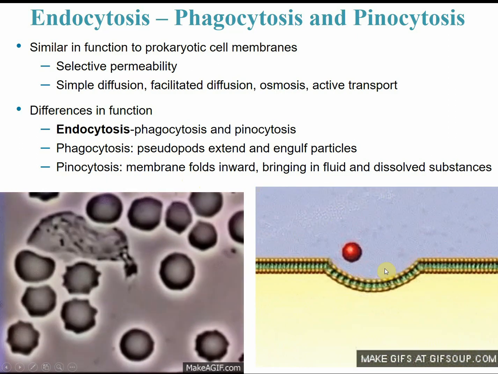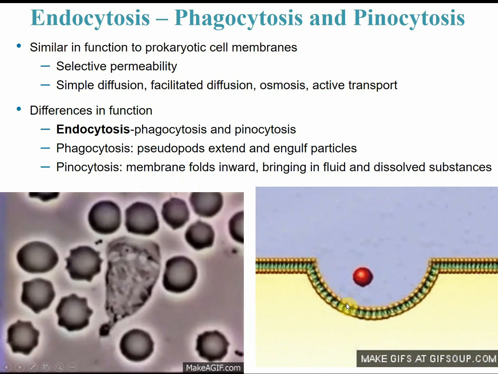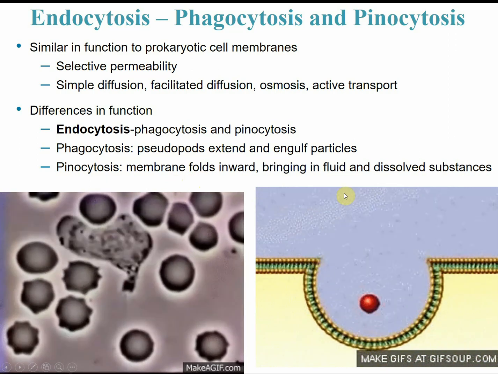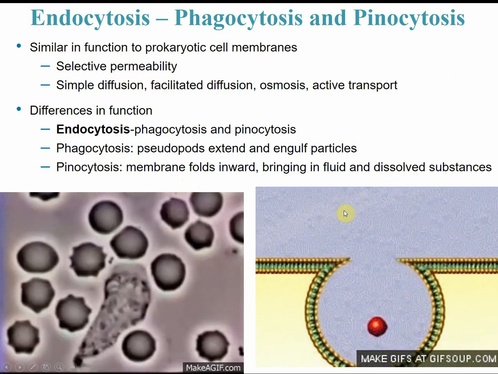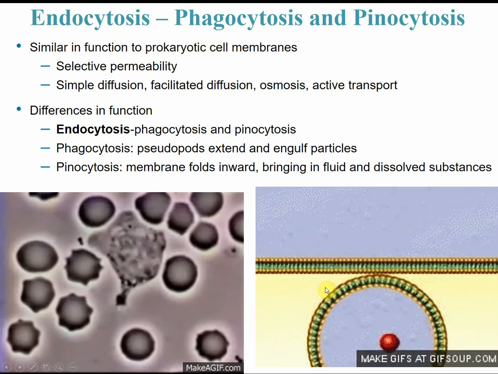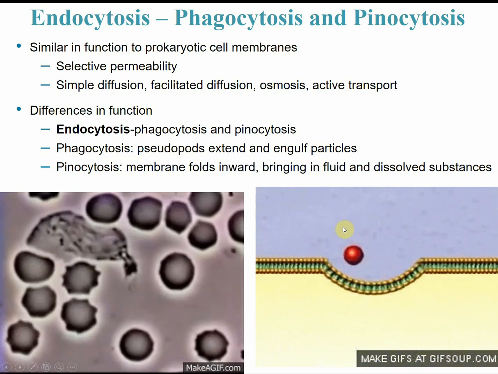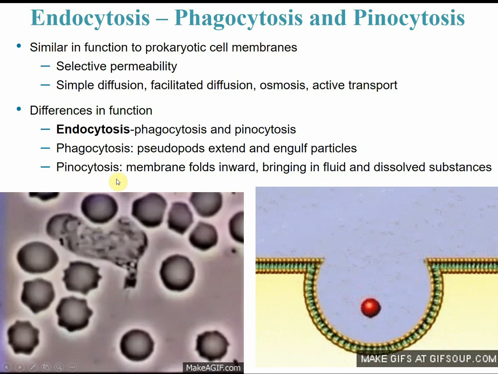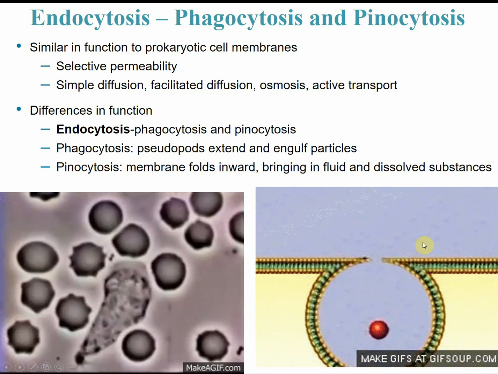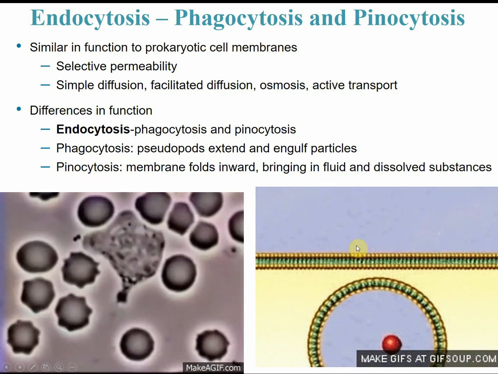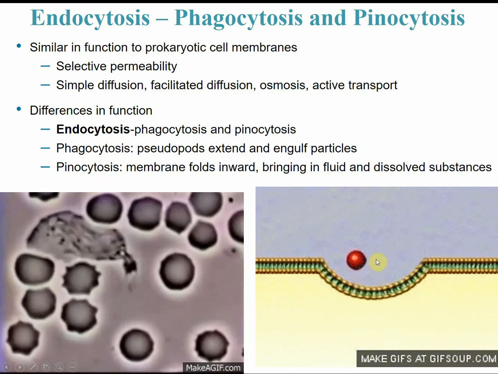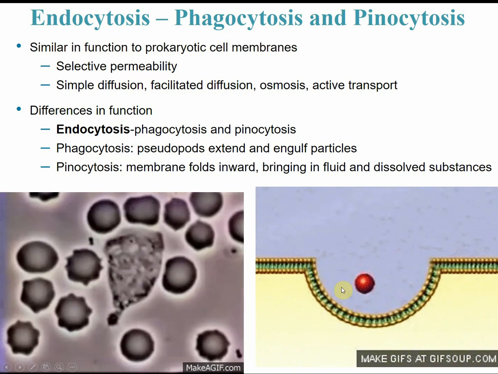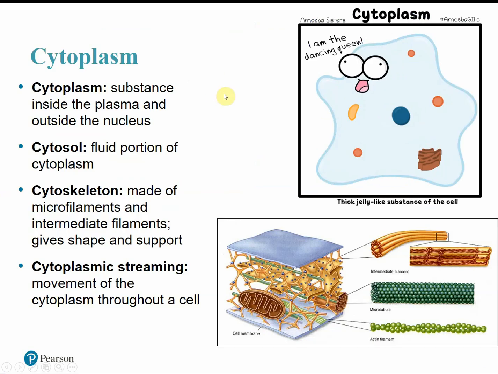Pinocytosis is still bringing substances or particles inside of the cell, but instead of reaching out to grab those particles, we're going to suck in some of the fluid from outside the cell. This is sometimes called cell drinking. So we had cell eating and cell drinking. With pinocytosis, we're sucking up some of that fluid and anything that may be in that fluid as well.